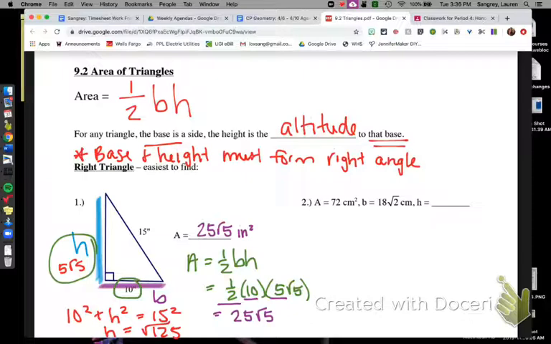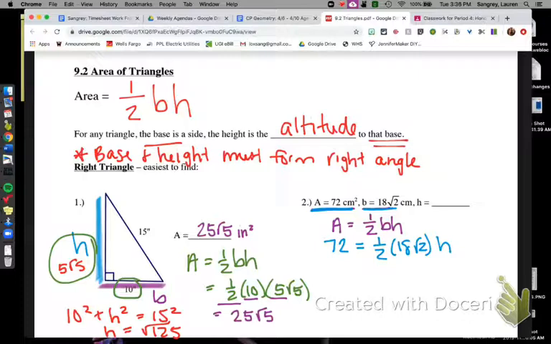Now, number 2, we are given the area, we are given the base, and we do not have the height. We don't even have a picture. So we know that the area is 1/2 base times height. Let's start filling in everything that we do know. We know that the area is 72, so I'm going to replace A with 72. I'm following the formula, 1/2. We know the base is 18 root 2, and we're being asked to find the height. So in this case, I'm trying to solve for H.